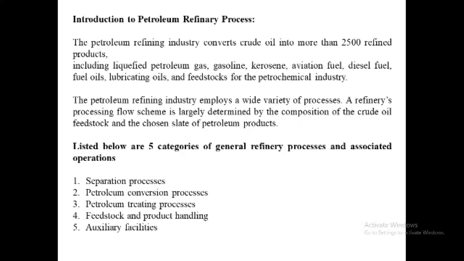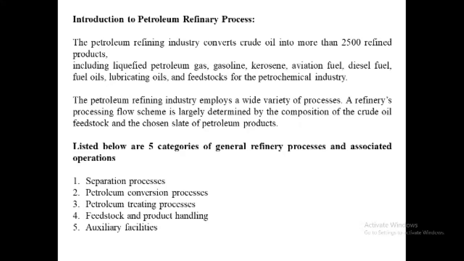The petroleum refining industry employs a wide variety of processes. A refinery processing flow scheme is largely determined by the composition of the crude oil feed and the chosen slate of petroleum products. The example refinery flow scheme presented is shown as the general processing arrangement used by refineries in the United States for major refinery processes. The arrangement of these processes will vary among refineries, and few, if any, employ all of these processes.